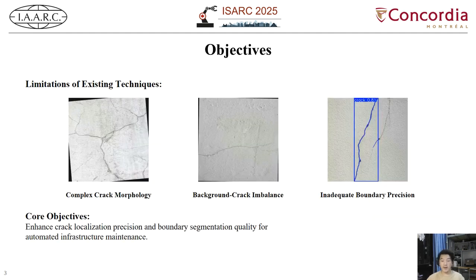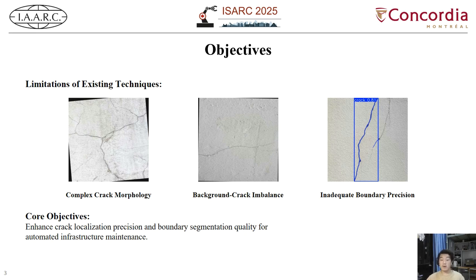Now let's look at the objectives. Current techniques face three main limitations. First, cracks have complex morphologies. Think irregular widths and branches. You can look at the first pictures.